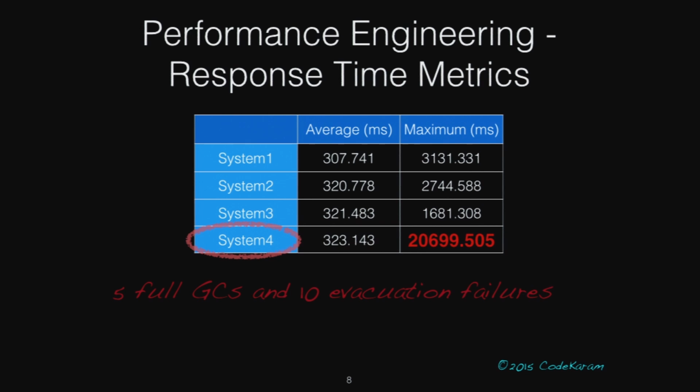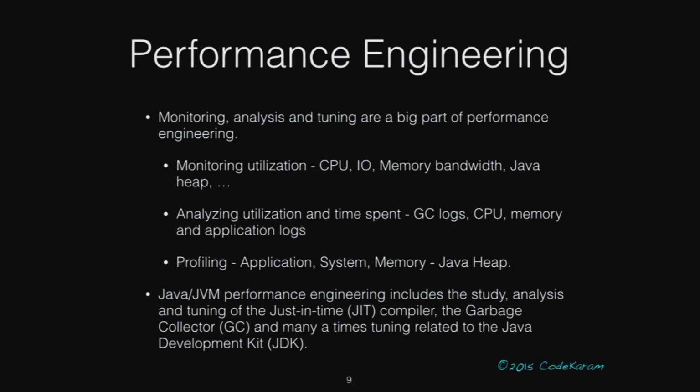What else do we need to know about performance engineering? Monitoring, analysis, and tuning are a big part of it. If you don't have the right monitoring tools in place, and you don't have the right profiling tools in place, what are you tuning? You haven't captured enough data to tune anything. So what do I mean by monitoring? Monitoring utilization: CPU, I/O, system bandwidth, memory bandwidth, Java heap utilization. Then you analyze the utilization. How do you analyze that? Look at the logs: your GC logs, CPU, memory, application logs, database logs, right?